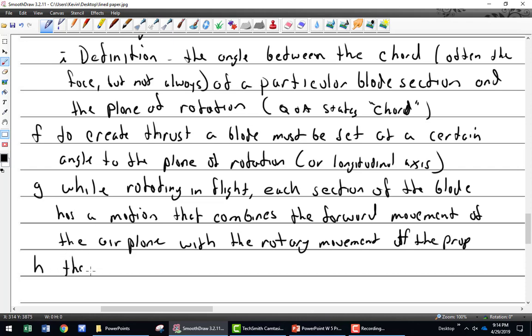The blade has a path through the air like a corkscrew.